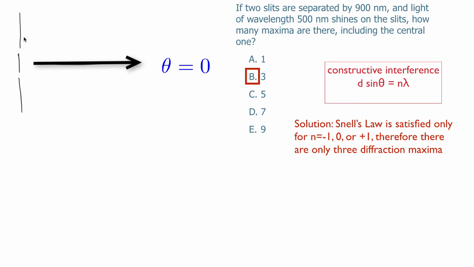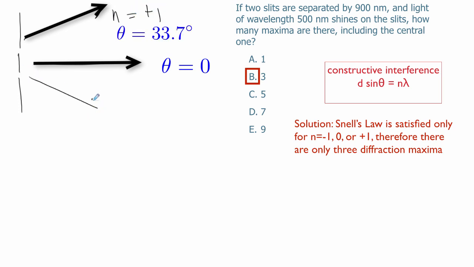Did everyone get 33.7 degrees if you put in n equals plus 1? So that's n equals plus 1, right? The next one is out here for n equals minus 1, at minus 33.7 degrees. So can we do one for n equals 2?